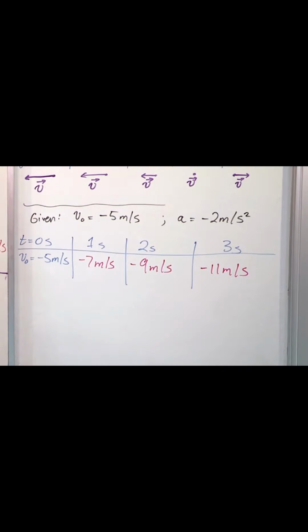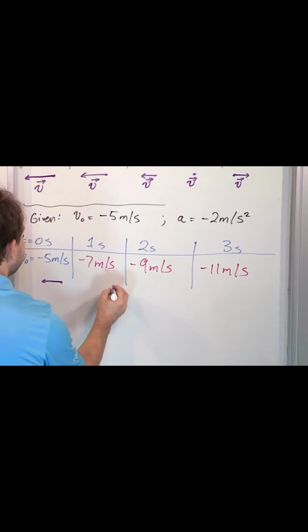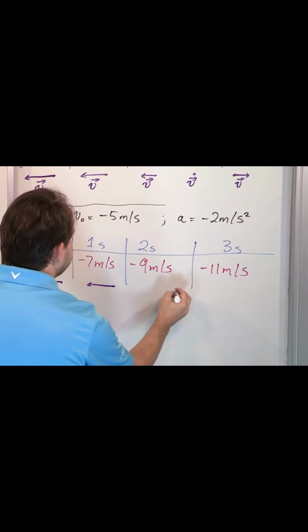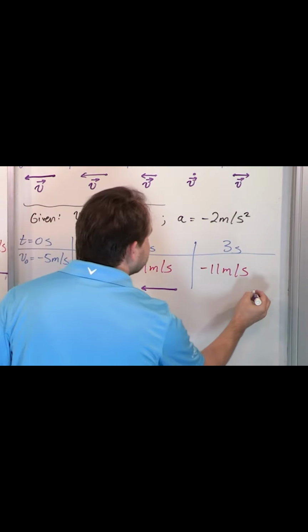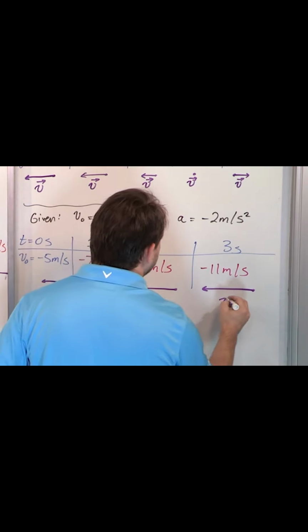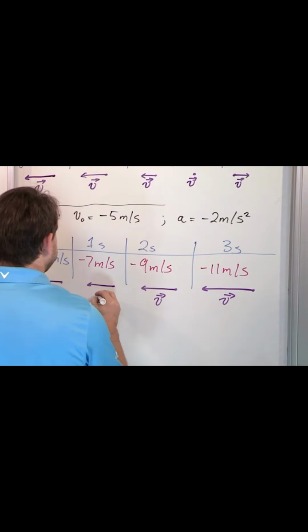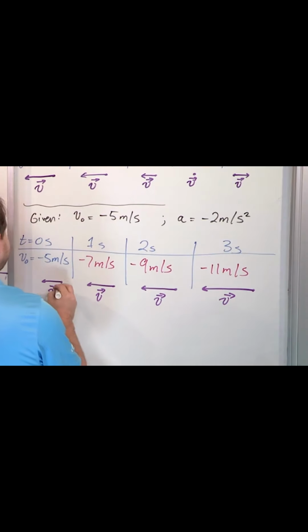So if we're going to draw our handy little thing, we start out going negatively 5 meters per second. And then later on, we're going 7 meters per second. Later on, we're going even more, 9 meters per second. And later on, we're going 11 meters per second. Of course, these are my velocity vectors that I'm kind of drawing in the x direction, the negative x direction.